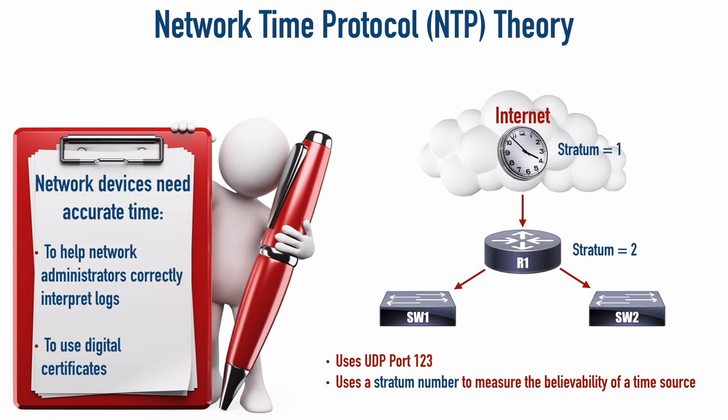And by the way, the stratum values are 0 through 15, 0 being those hyper-accurate atomic clocks. And then we can go through router after router after router until we get to a stratum value of 15. 15 is the highest stratum value that we can go to and still believe it somewhat. If we have a stratum value of 16, that's suddenly not believable.